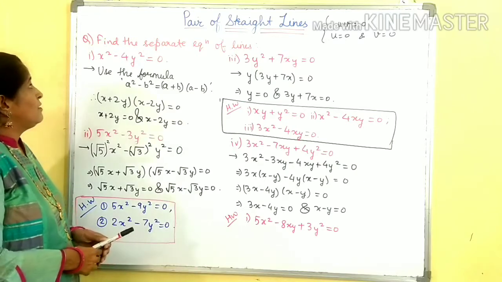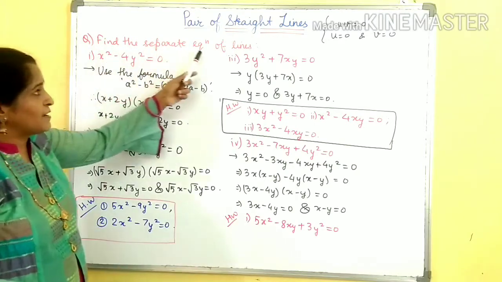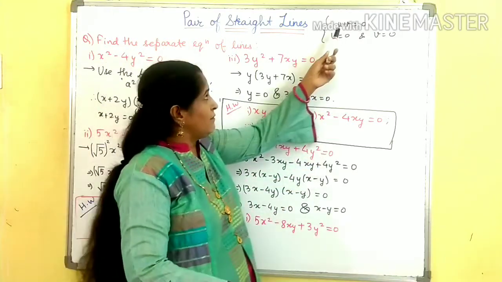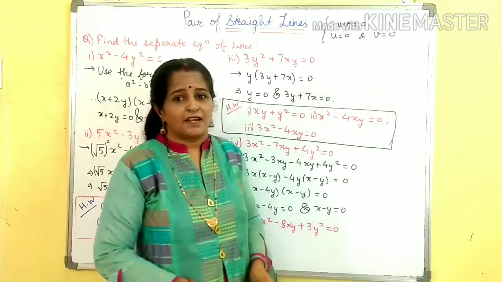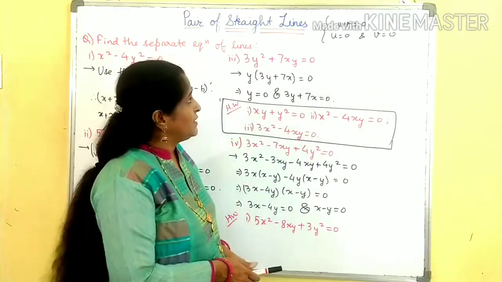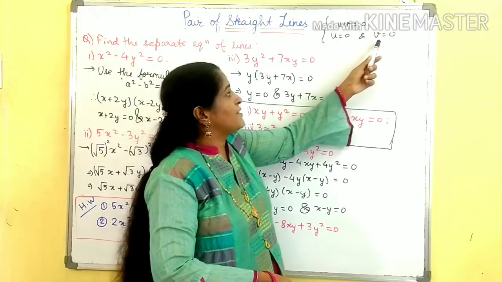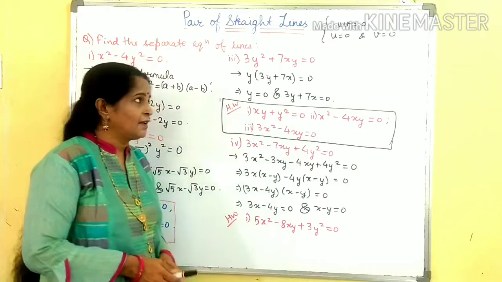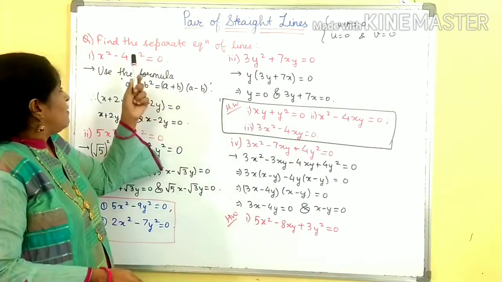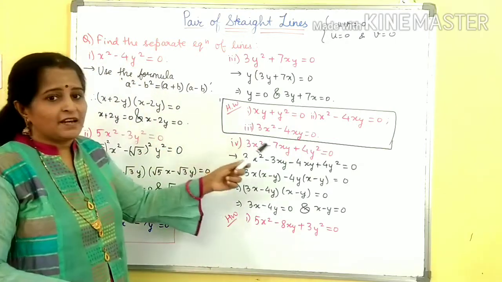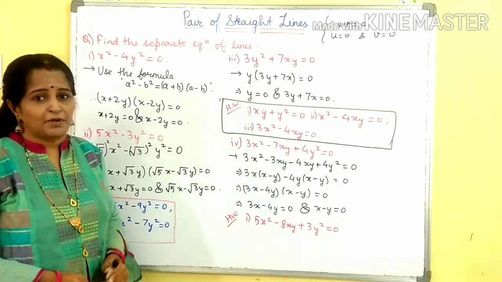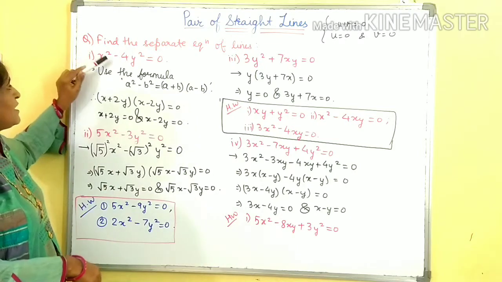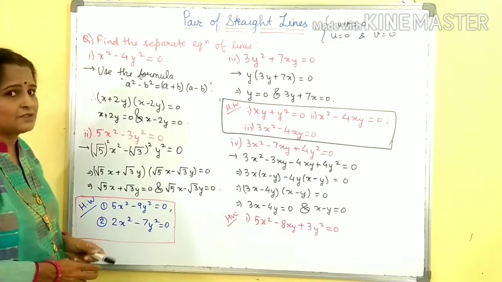Next topic we learn is find the separate equation of lines. We know that if uv is equal to 0 is the combined equation of line, then u is equal to 0 and v is equal to 0 are called its separate equations. Here, in all the examples a combined equation is given, you have to separate that equation. First example is x square minus 4y square is equal to 0.